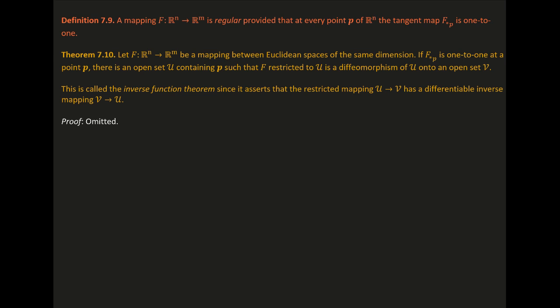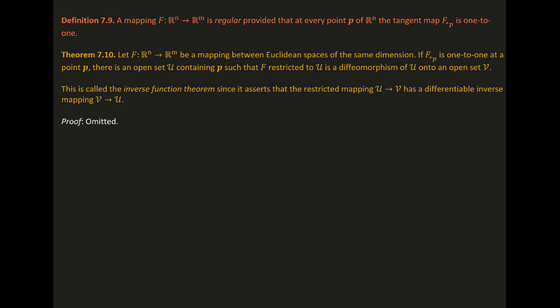We state the following theorem without proving it. Let F be a mapping from Rn to Rm, and we'll suppose that this mapping is between Euclidean spaces of the same dimension. If F star sub P is 1 to 1 at a point P, there is an open set U containing P such that F restricted to U is a diffeomorphism of U onto an open set V.